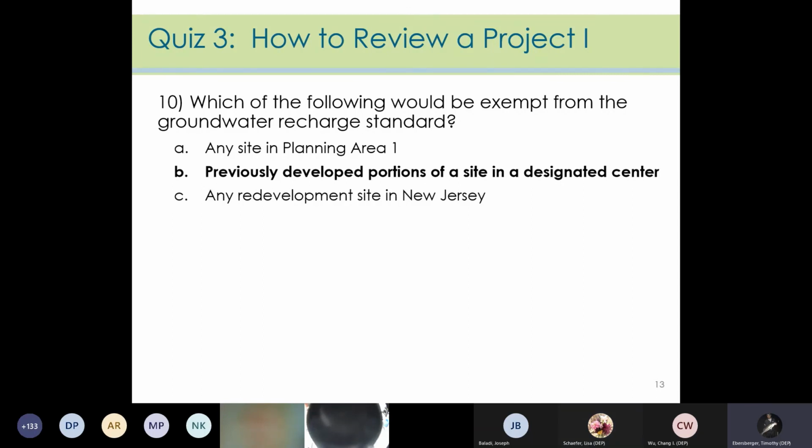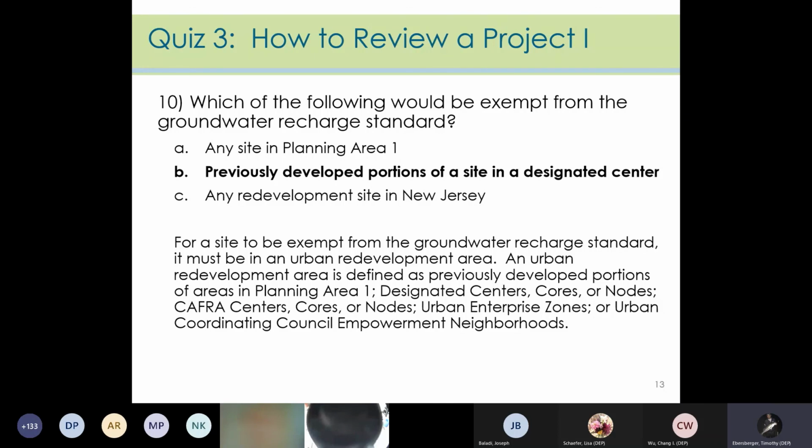Which of the following would be exempt from the groundwater recharge standard? The answer is B, previously developed portions of a site in a designated center. For a site to be exempt from the groundwater recharge standard, it must be in an urban redevelopment area. An urban redevelopment area is defined as previously developed portions of areas in planning area 1, designated centers, cores, or nodes, CAFRA centers, cores, or nodes, urban enterprise zones, or urban coordinating council empowerment neighborhoods. Lisa? 58%. Okay.